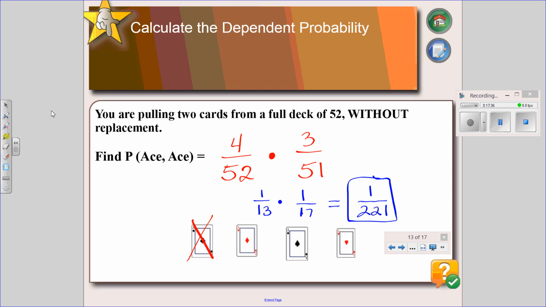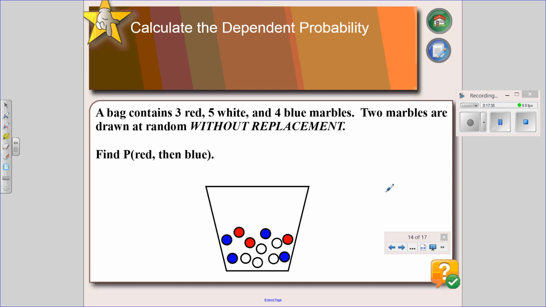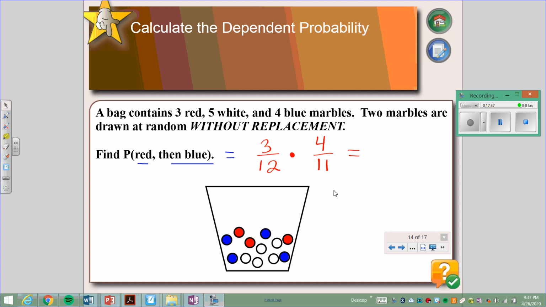Do this one on your own. A bag contains 3 red marbles, 5 white marbles, and 4 blue marbles, looking a lot like that. This time, 2 marbles are chosen without putting the first one back. What's the probability of getting a red first, it doesn't get put back, and then a blue one? Pause the video, let's get the same answer. All right, sweet, let's check it.